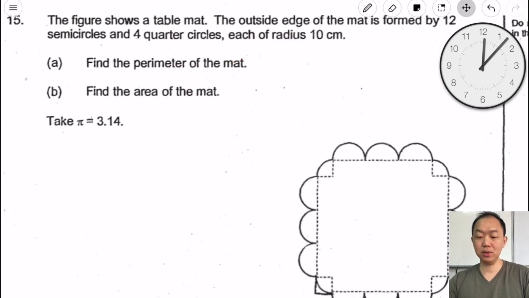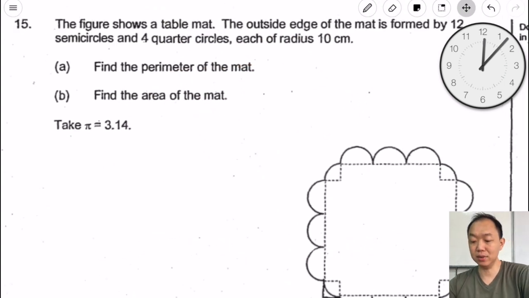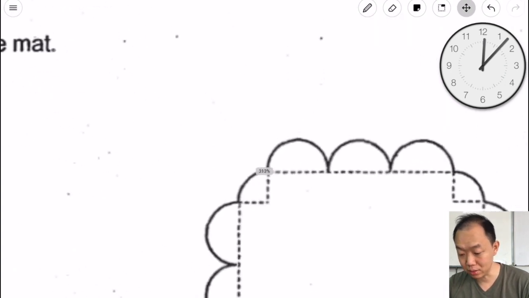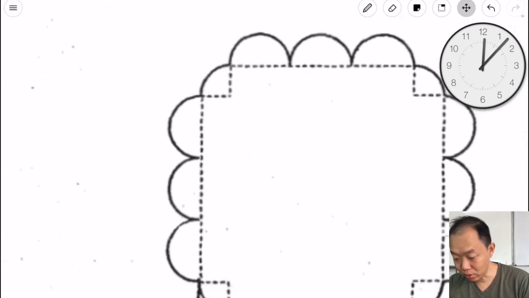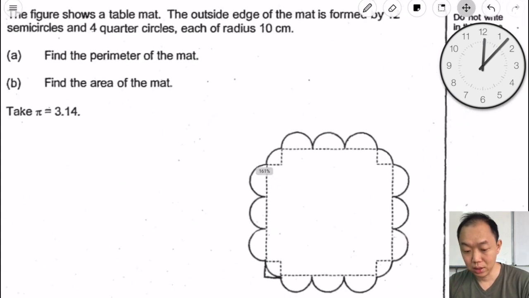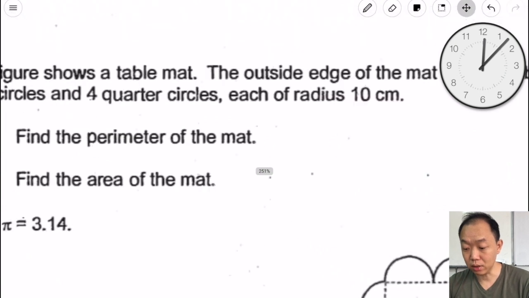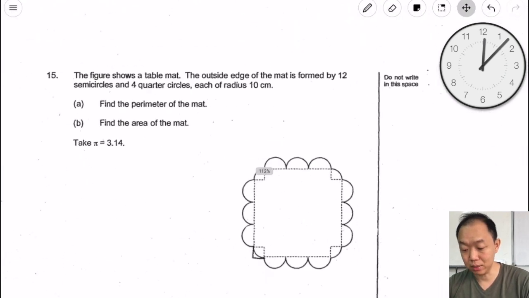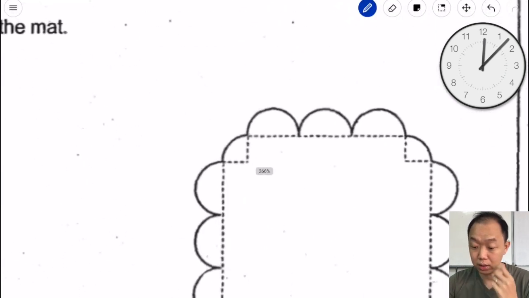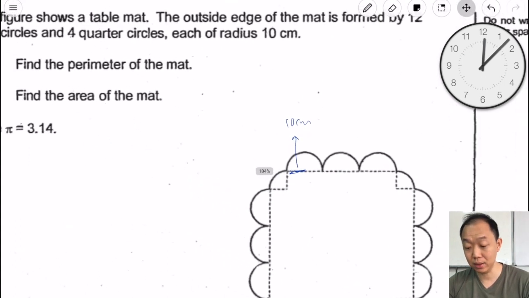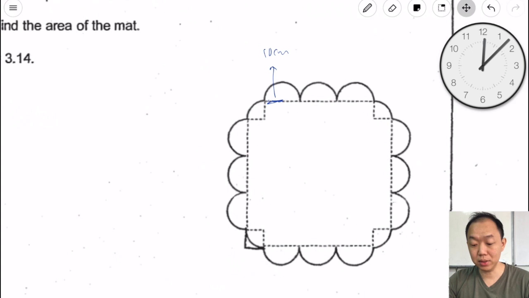Right, the figure shows the table mat. The outside edge of the mat is formed by 12 semicircles, and the corner is a quarter circle, each of radius 10 centimeters. So where's the radius? Each one here is 10 centimeters. So find the perimeter of the mat.